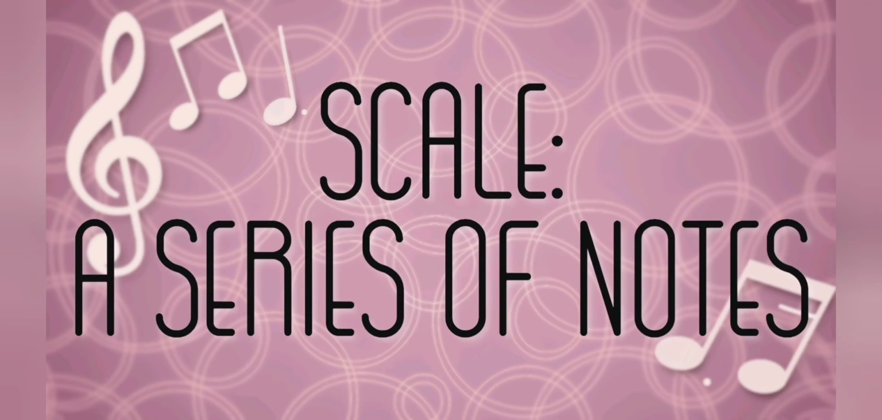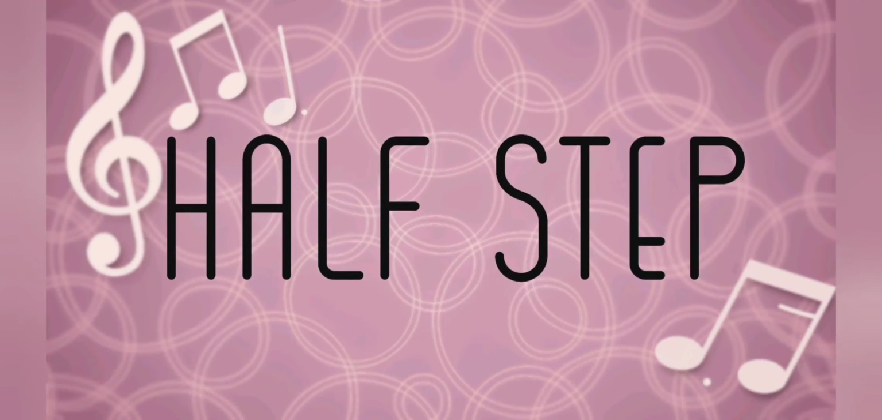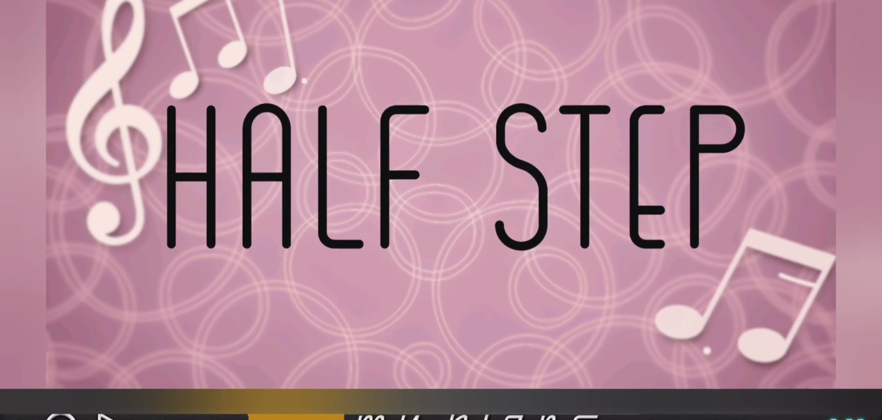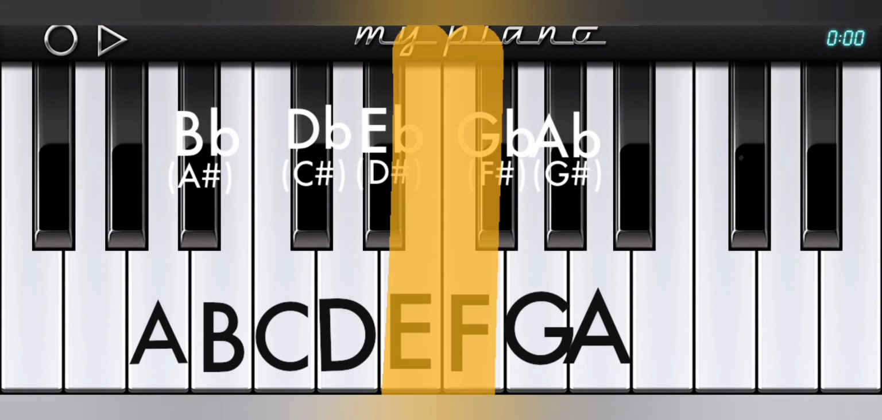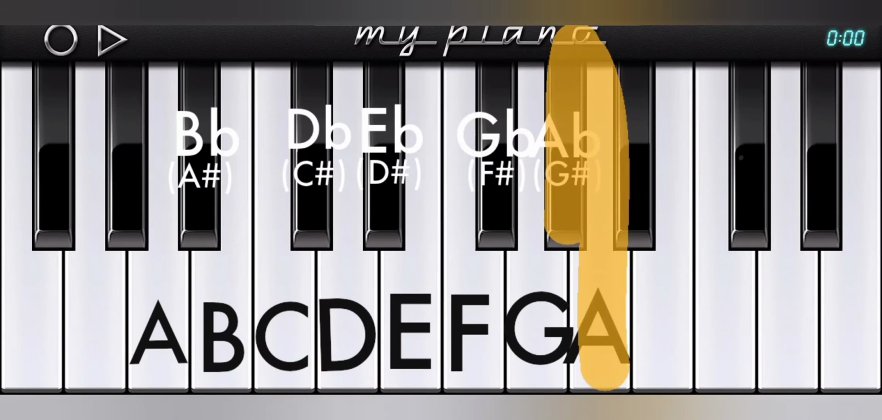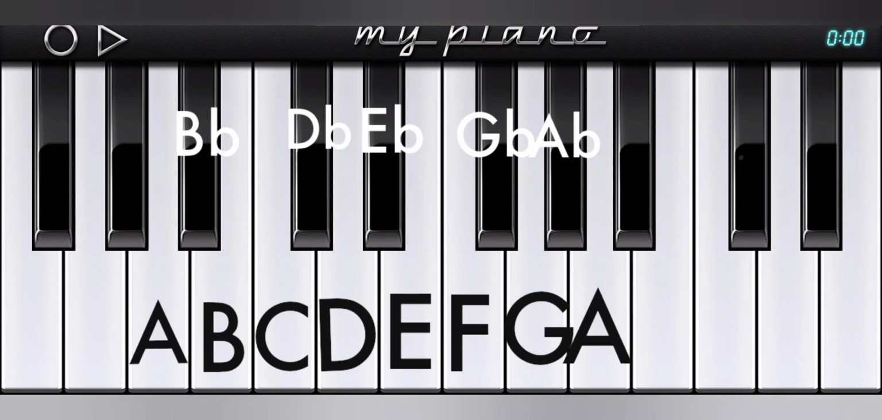So if we play all 12 tones, we can hear they are evenly spaced apart. And this relationship is called a half step. So any adjacent tones will create a half step. It doesn't matter what pitch they are. Those are all half steps. And let me just play for you what those sound like.